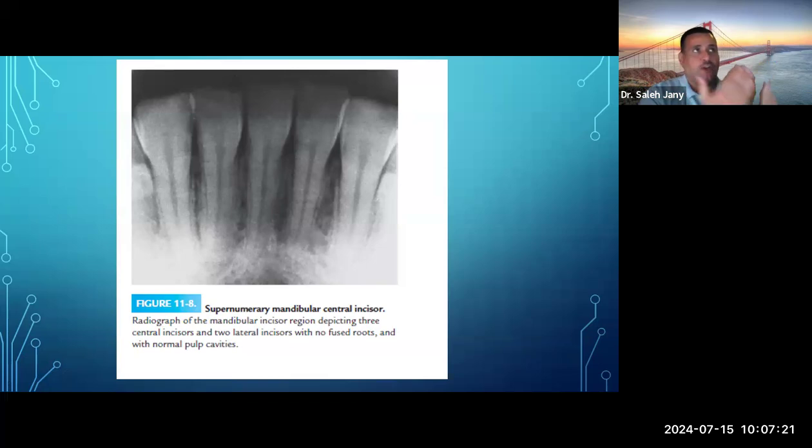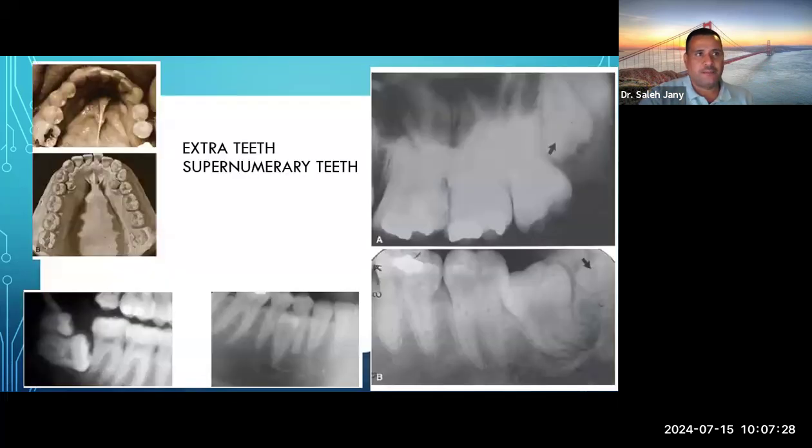Because they adapt. The jaw will adapt to that, especially if they are congenital, like they grow with it. But if they cause crowding and problems, that's bad. An extra tooth is called supernumerary, like extra number. Third molars always have trouble because it's the last tooth to erupt. Sometimes there's an extra molar after the third molar. We call it a fourth molar, and sometimes the extra tooth can cause a tooth to be impacted.